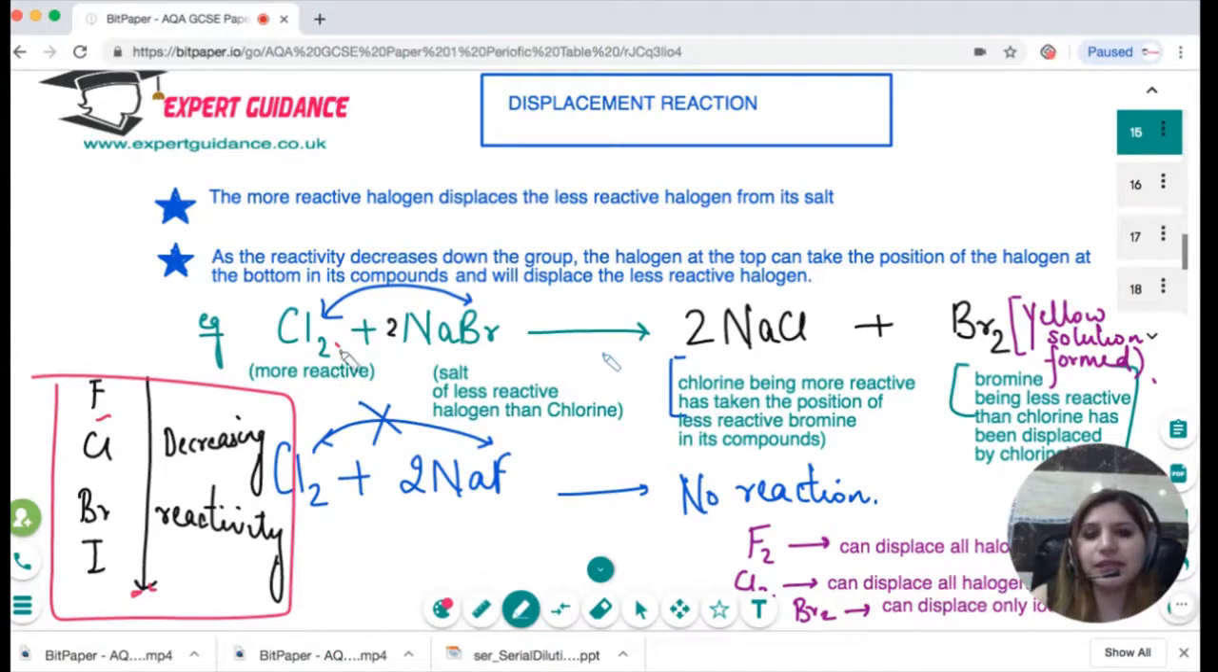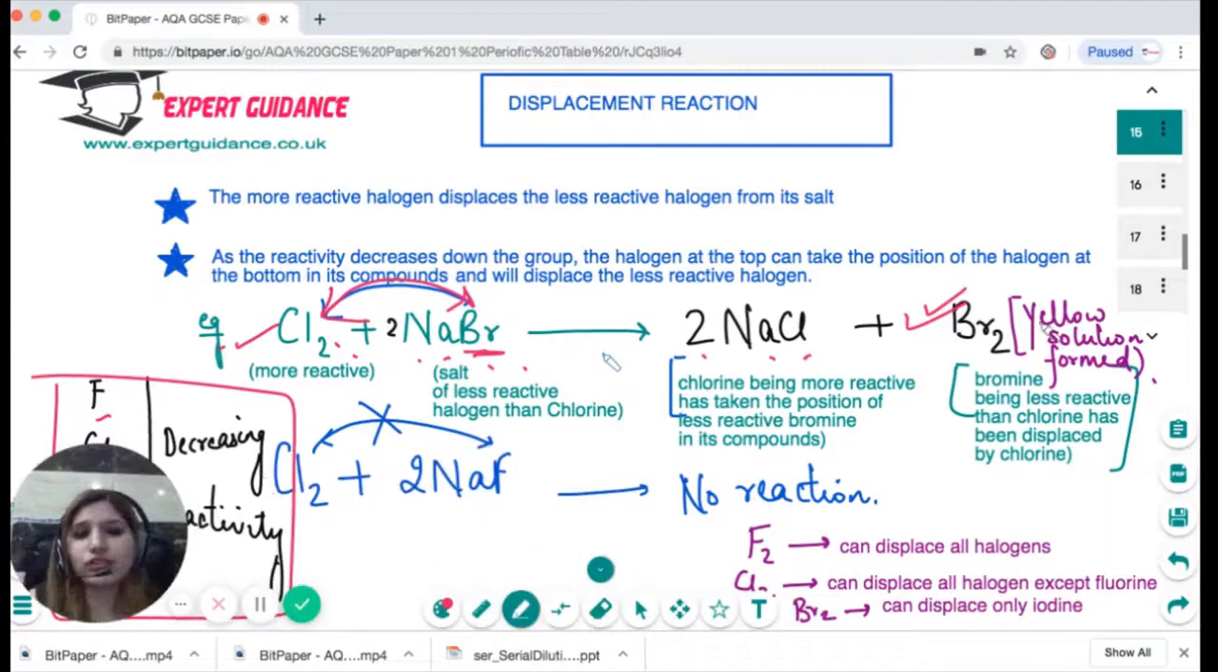So for example, look at this reaction: chlorine with NaBr. Which is more reactive? Chlorine, good. Which is less reactive? Bromine. And bromine is in the form of a compound or salt. So chlorine can quickly swap the position of the bromine, form 2 NaCl and displace the bromine. If this reaction is in solution, you will see a yellow solution. So chlorine, being more reactive, has taken the position of the less reactive bromine in its compound, and bromine, being less reactive than chlorine, has been displaced by chlorine.